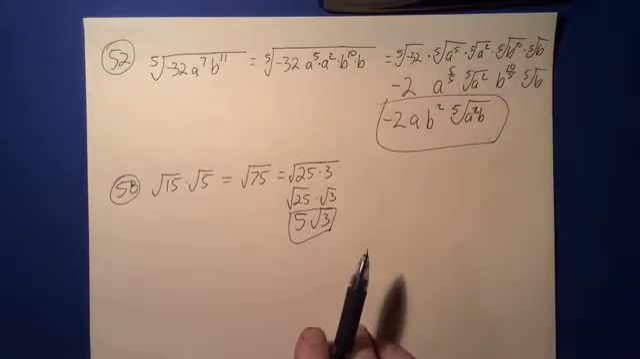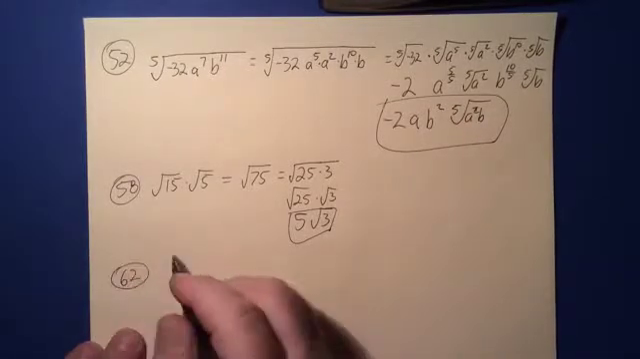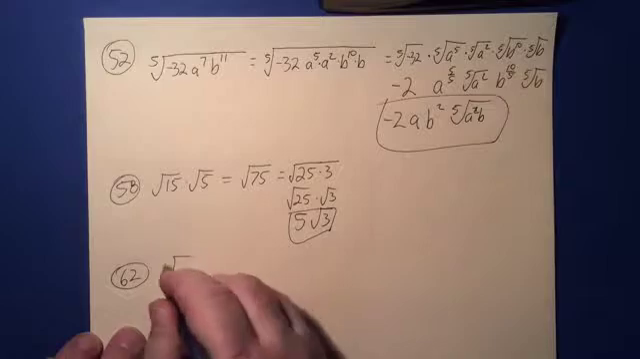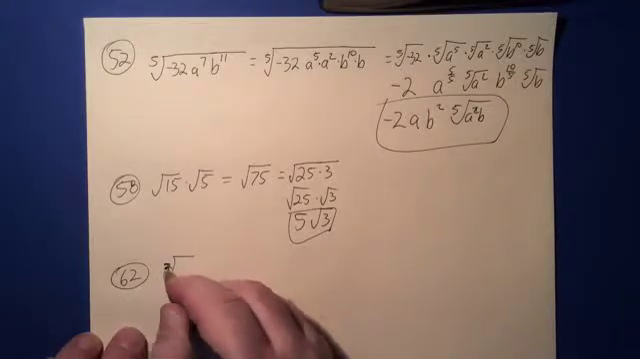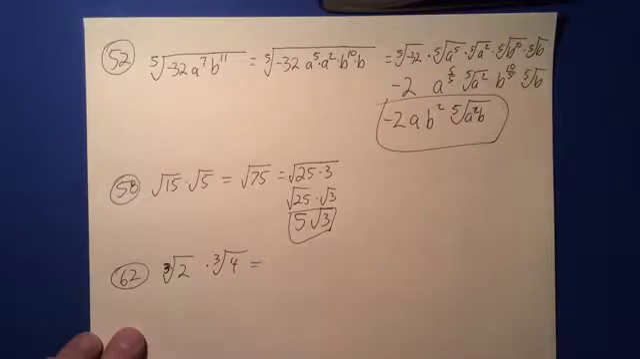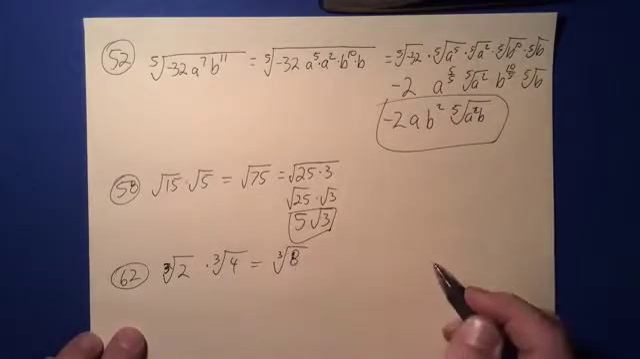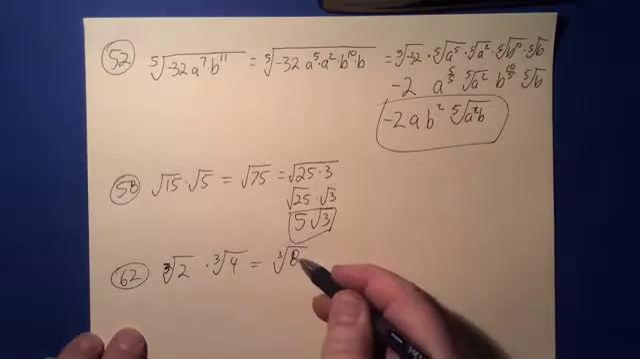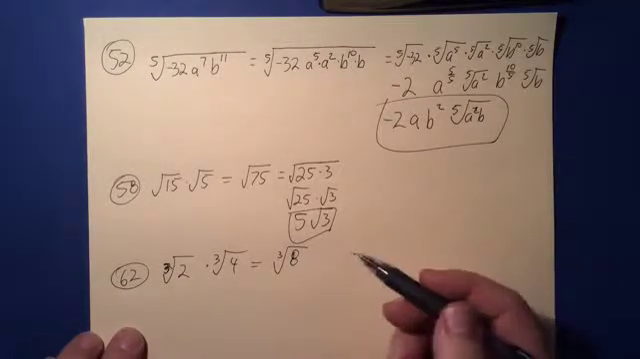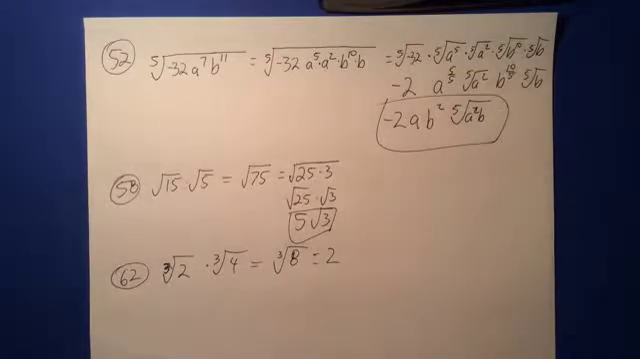Let's take a look at another such problem. So if I have 62, if I have the cube root of 2 times the cube root of 4, well, just multiplying everything together will give me the cube root of 8. Well, 8 is a perfect cube. Its third root is 2. And all I need to do is to write that as 2.